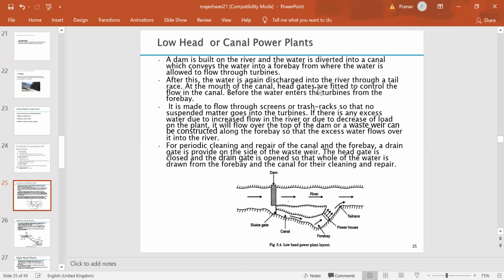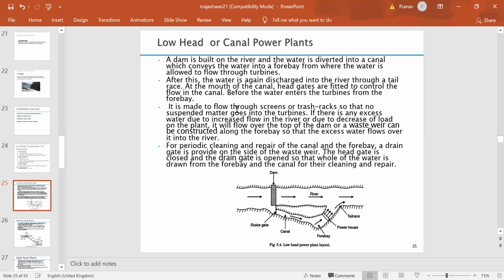And from there the water is allowed to flow through the turbines. After this, the water is again discharged into the river through a tail race at the mouth of the canal. Head gates are fitted to control the flow in the canal before the water enters the turbines from the forebay.